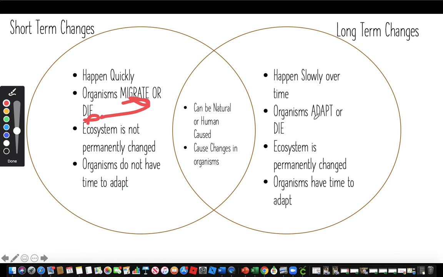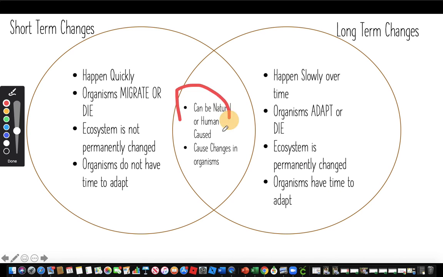And in a long-term change, organisms are going to adapt. If they cannot adapt, then they die. Ecosystem is not permanently changed here, but here, ecosystem is permanently changed. Okay, some things that you need to know that can be both.